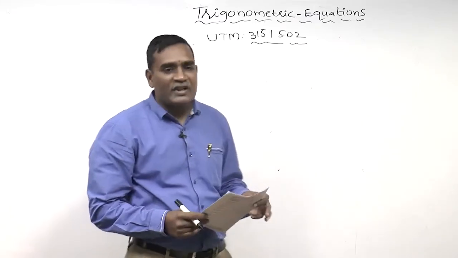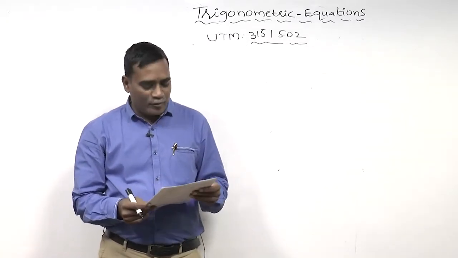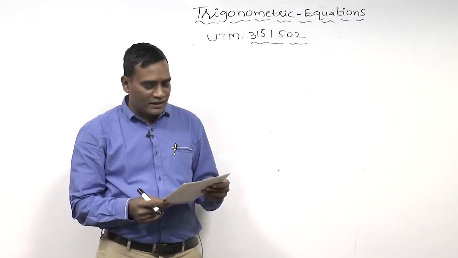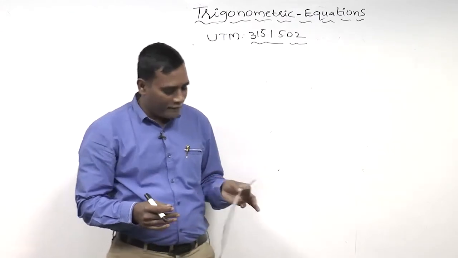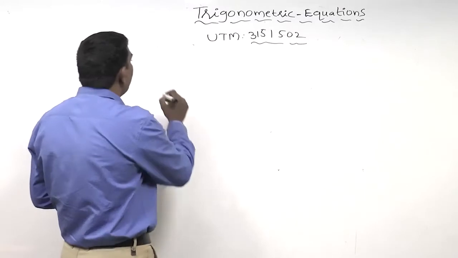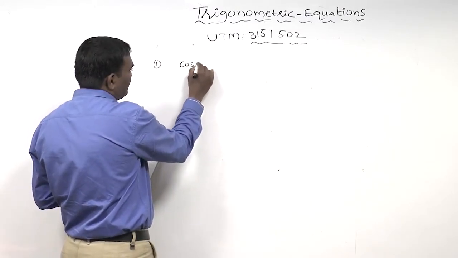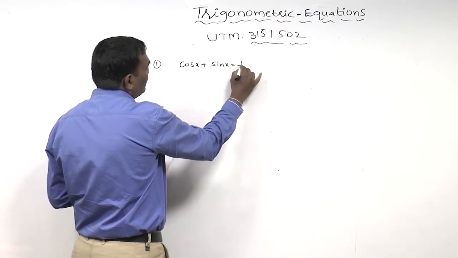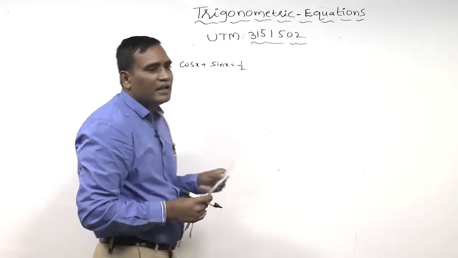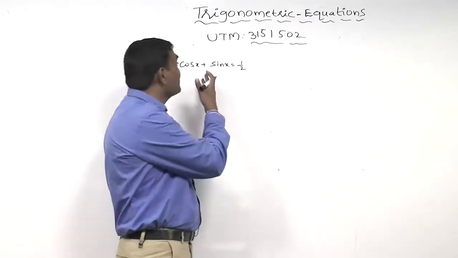See the first question. If 0 is less than x less than pi and cos x plus sin x is equal to 1 by 2, then the value of tan x is. What to do here? cos x plus sin x is equal to 1 by 2. I want tan x, but here there is no tan x.